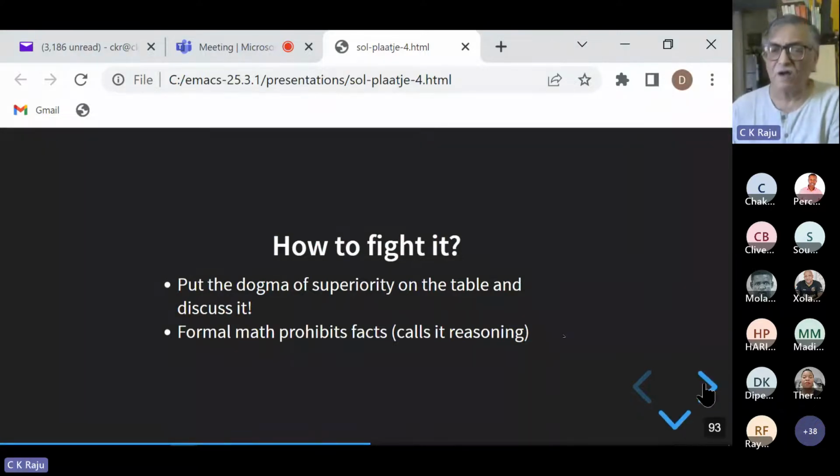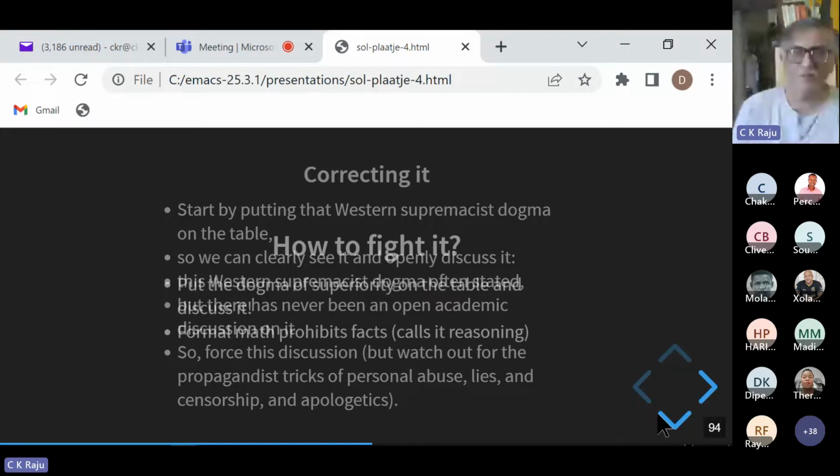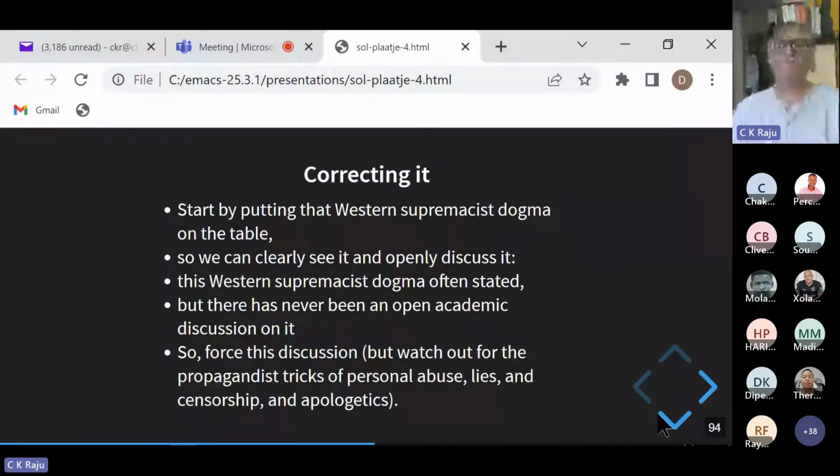You have to put that dogma of Western supremacy on the table and discuss it. And unless you discuss it, you cannot fight it. So the important thing is that formal math prohibits facts and says that is superior and calls it reasoning. All right. So you put it on the table, and once you put that supremacist dogma on the table and make it open to academic discussion, and once you force the discussion, I think half the battle is won.